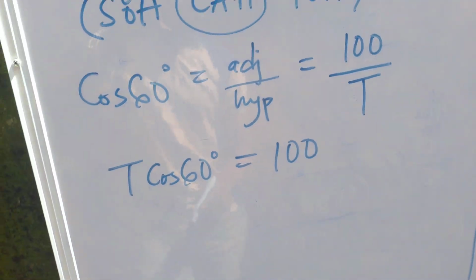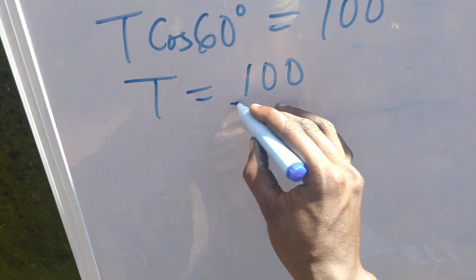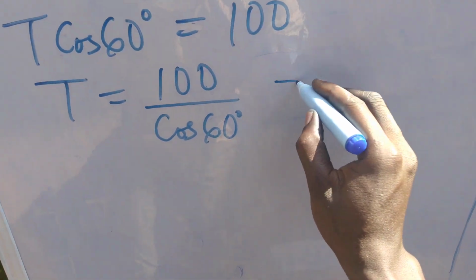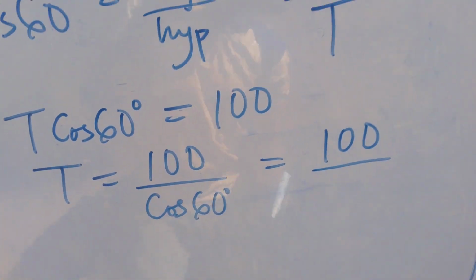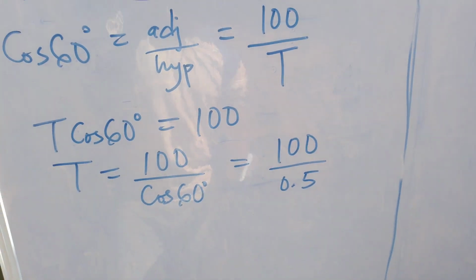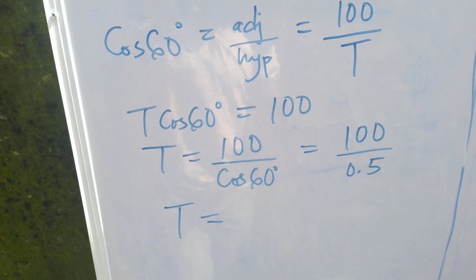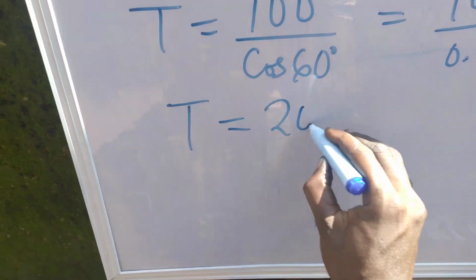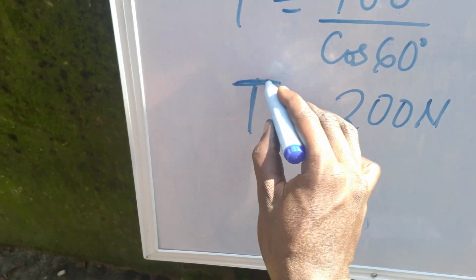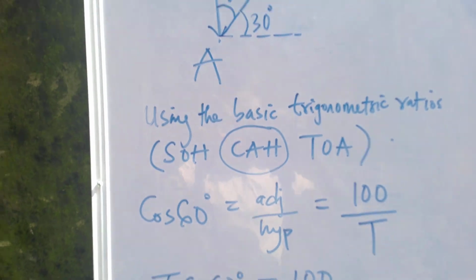So I divide by the coefficient of T, that's cos 60. So T will be equal to 100 divided by cos 60 degrees, and cos 60 is 0.5. So T is equal to 100 divided by 0.5, so T is equal to 200 Newton. That's the tension. Tension T is 200 Newton. Now let's look for force F.